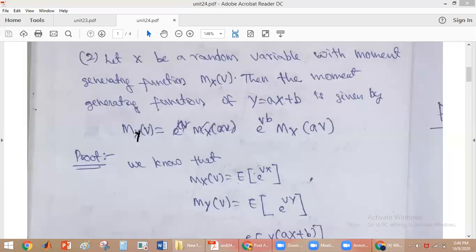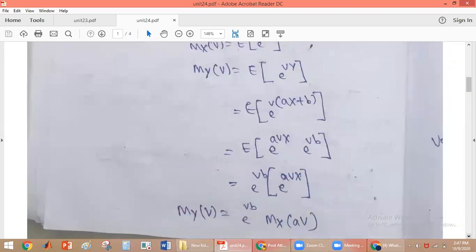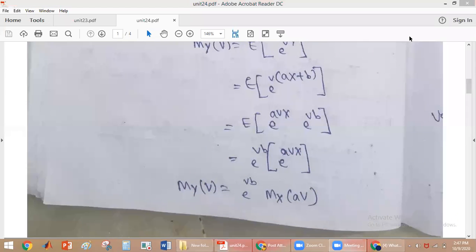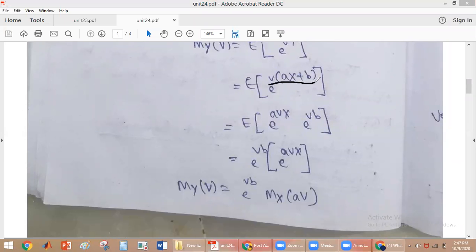So what is M_X(v)? M_X(v) is the expectation of e power vX. Now M_Y(v): what you have to do is replace X with Y here. So it is the expectation of e power vY. Now what is Y? Y is given as aX plus b. So in the place of Y we substitute aX plus b, and we get e power v(aX plus b). So we have to find the expectation of e power v into (aX plus b).